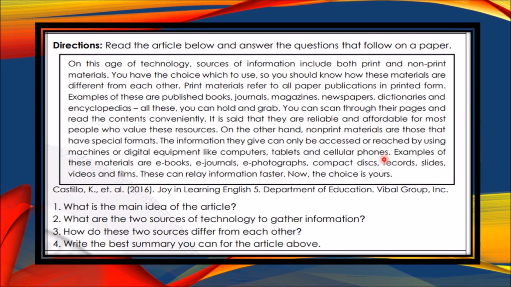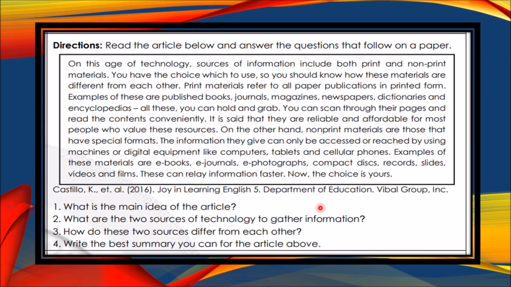What are the examples of these materials? Like ebooks, e-journals, e-photographs, compact disc, record slides, videos, and films. And these are the two sources and how they differ from each other. Okay? Then write the best summary you can for the article above.